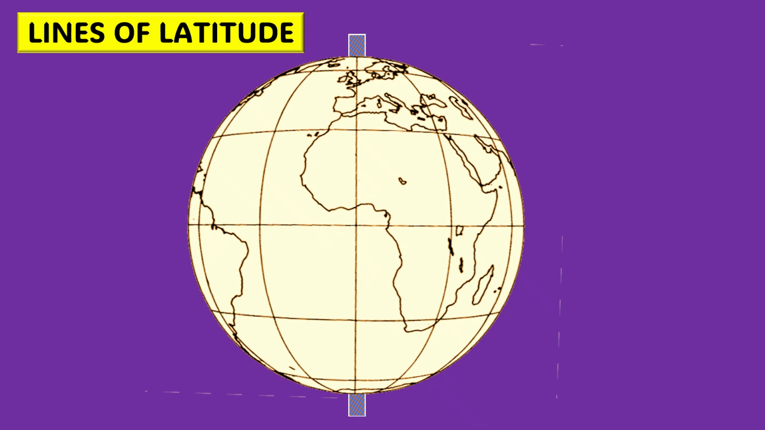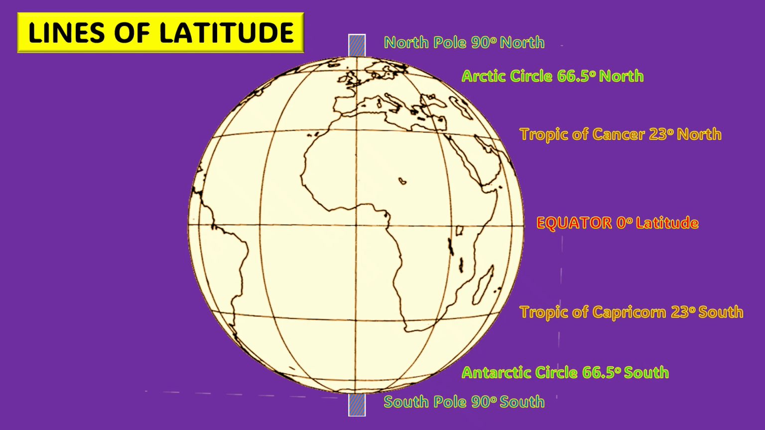Other important lines of latitude are the Tropic of Capricorn, which is located at 23 degrees south, and the Tropic of Cancer, that is located at 23 degrees north. The Antarctic Circle is found at 66 degrees south, whilst the Arctic Circle is found at 66 degrees north. The South Pole is at 90 degrees south and the North Pole is at 90 degrees north.